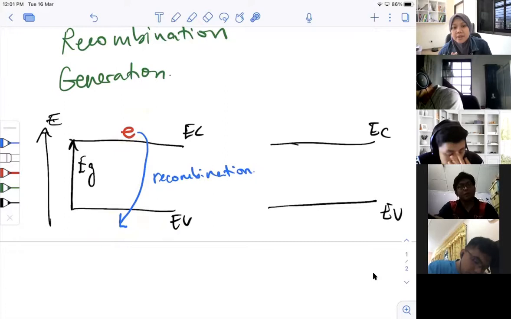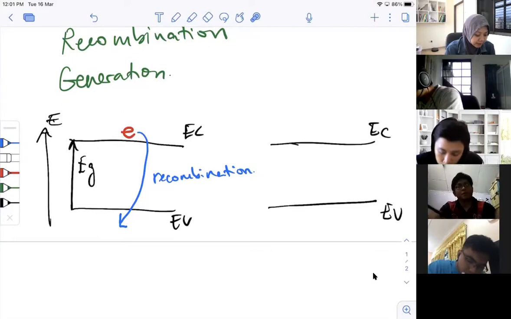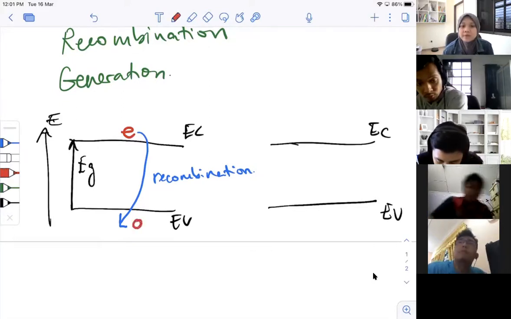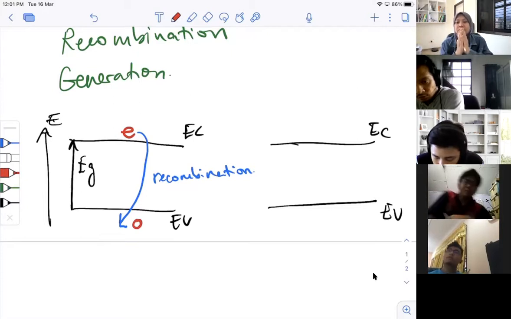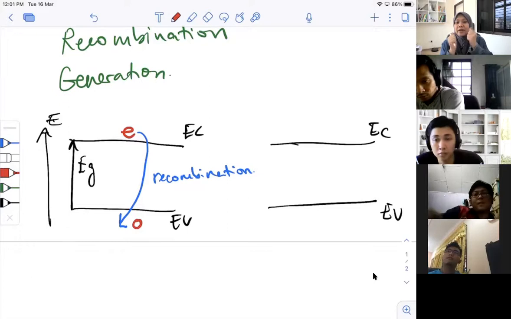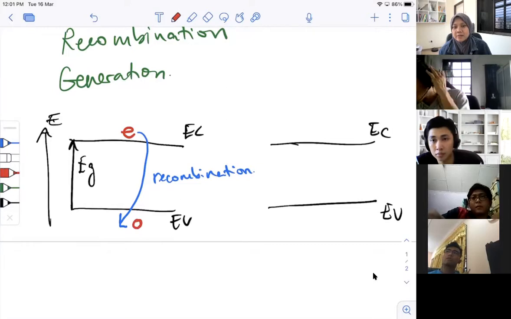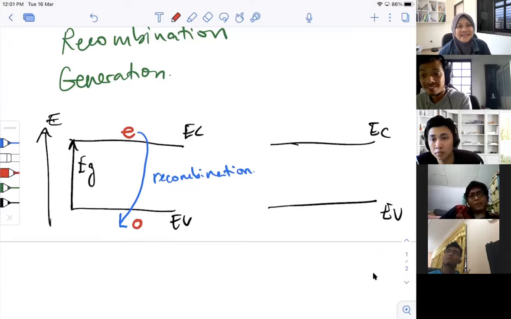Actually what happens is these free electrons recombine with free holes, because at the same time here we have free holes. So when a free electron moving freely and a free hole moving freely recombine, what happens to them? Annihilate? Yes, so what does it mean? It basically destroys each other, basically turns back into photon or phonon.